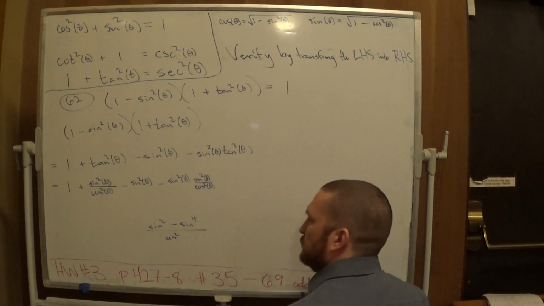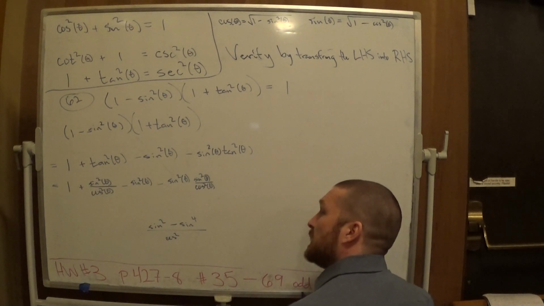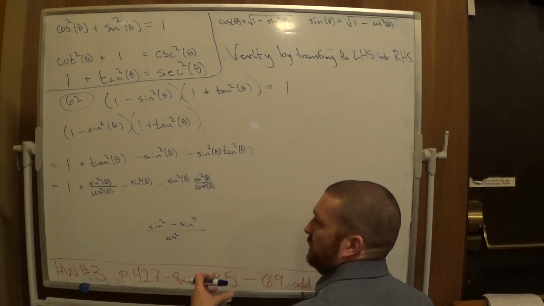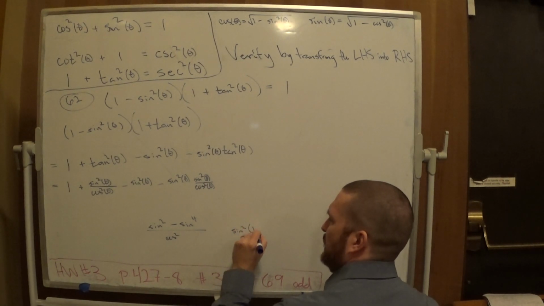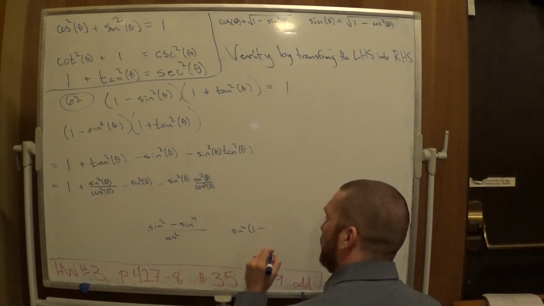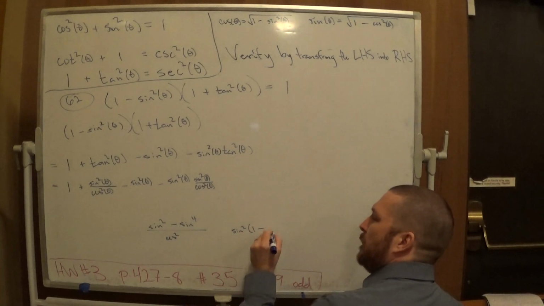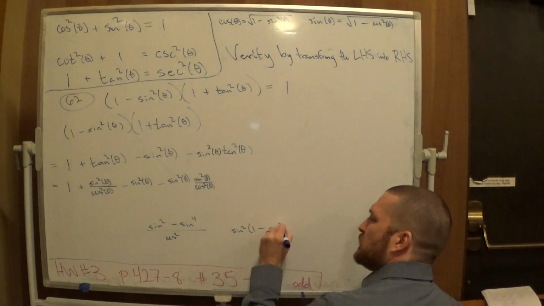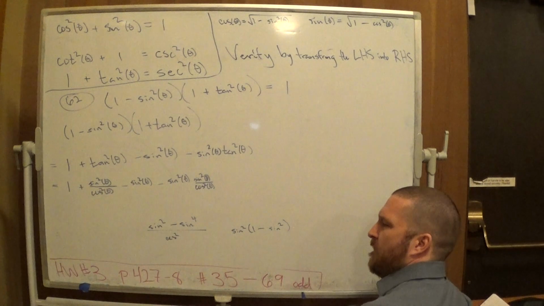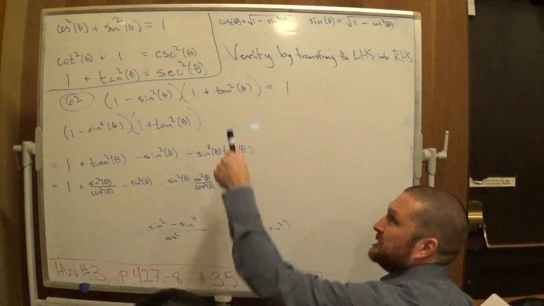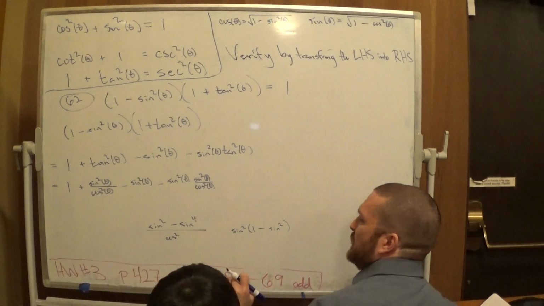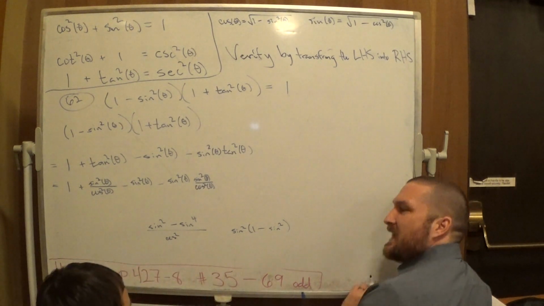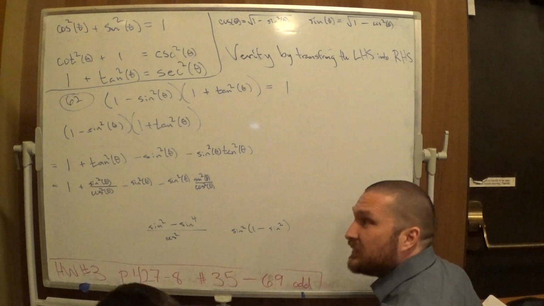And that is a difference of squares. You could also factor out a sine squared, leaving you 1 minus sine squared. What's 1 minus sine squared? Cosine squared. So they cancel, and then you would get there.